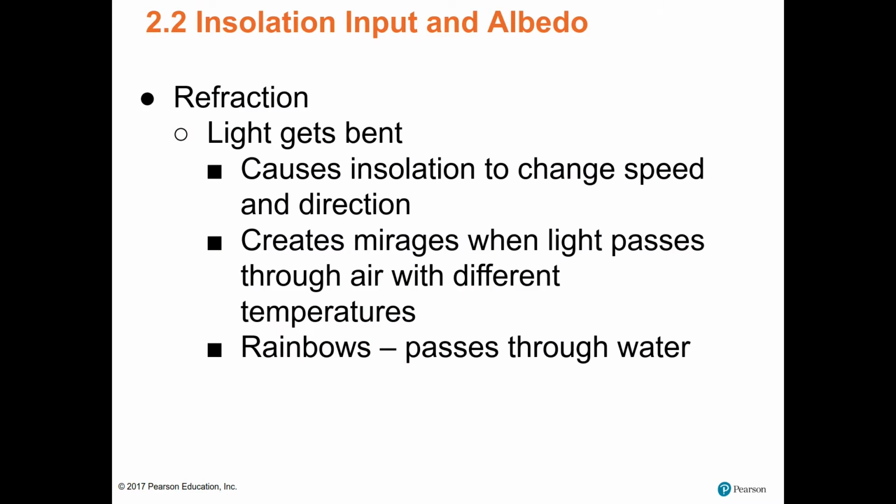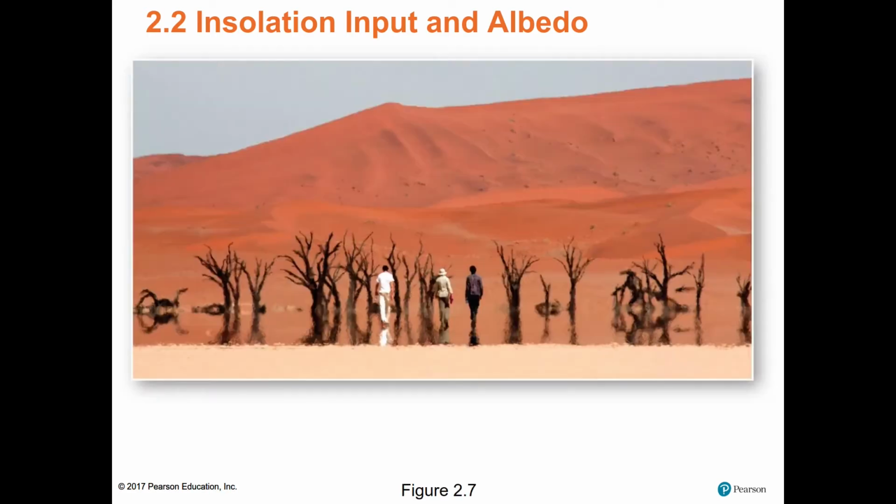Refraction is when light gets bent. It gives us 8 extra minutes of daylight. It gives us rainbows, and it gives us mirages. So when light passes through space and hits Earth's atmosphere, the light changes direction. So it gives us 8 minutes of daylight. It gives us mirages.